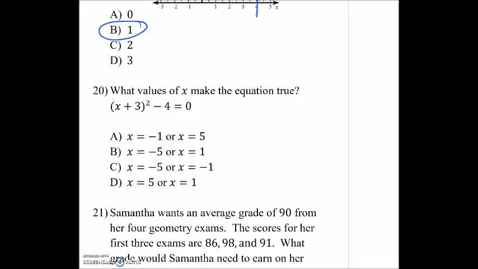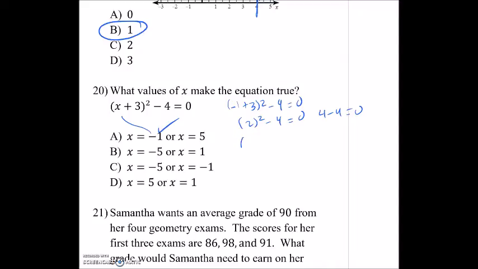When they give you answers like that, the easy thing is just to plug in. So let's plug in the -1 in there. So I have -1 plus 3 squared minus 4. That should be equal to 0. That's 2 squared, and that would be 2 times 2, which is 4. Is 4 minus 4 equal to 0? Yeah, so the -1 works.